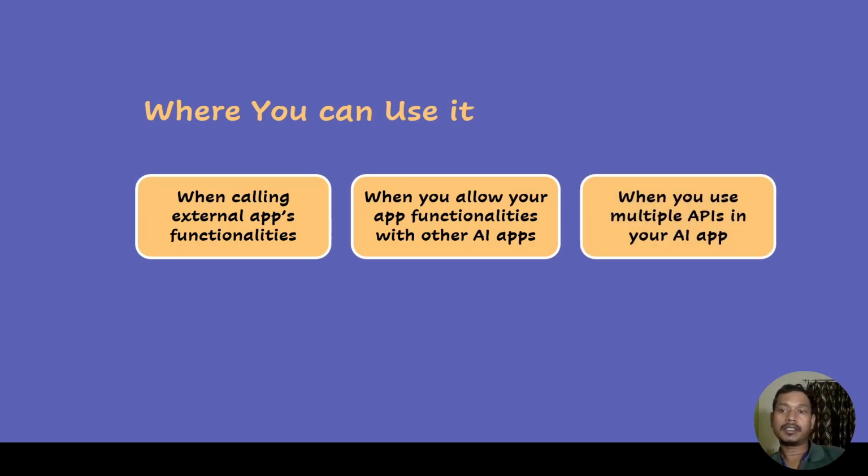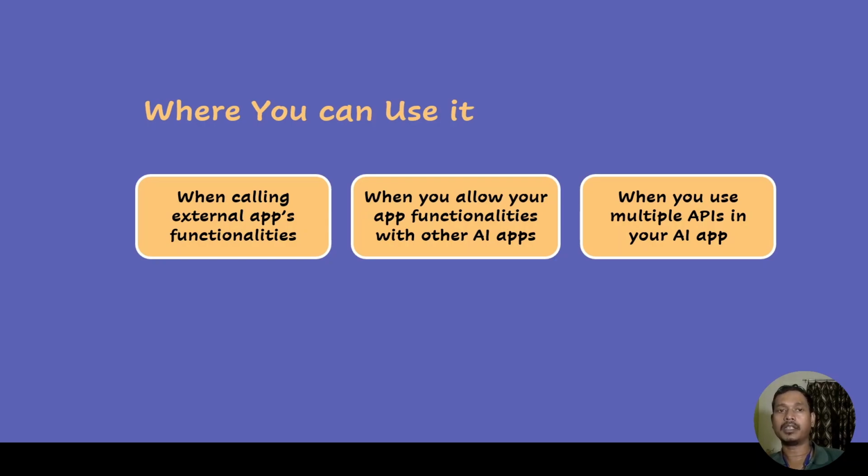Then the third one is when you use multiple APIs in your AI applications. Suppose you are creating an AI application which requires using multiple tools, right? Tools means you want to create certain functionalities or perform certain tasks by using some external functions. At that time, you create an MCP server where you place all these API calls. Then you simply connect your AI application with that MCP server.